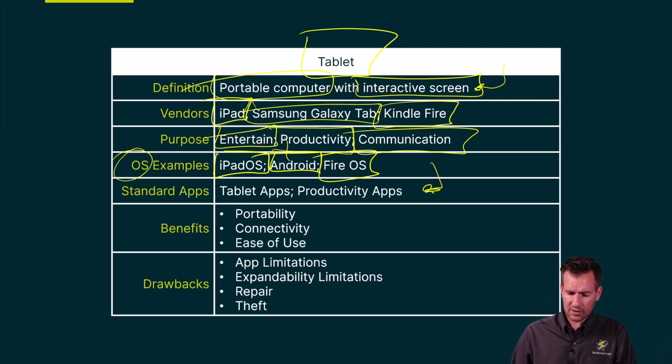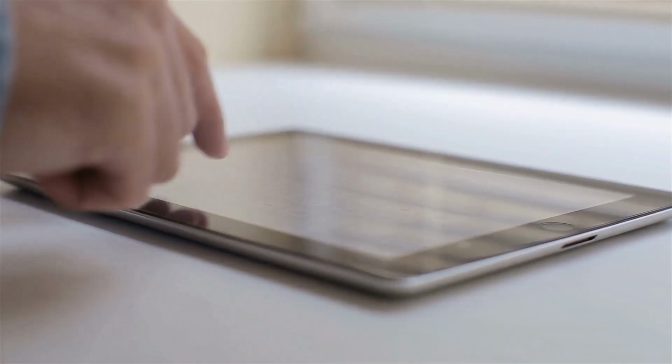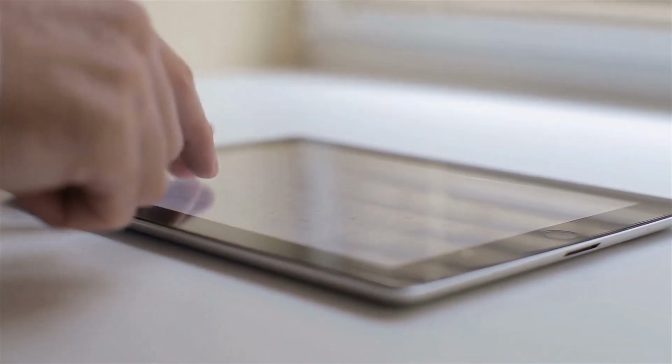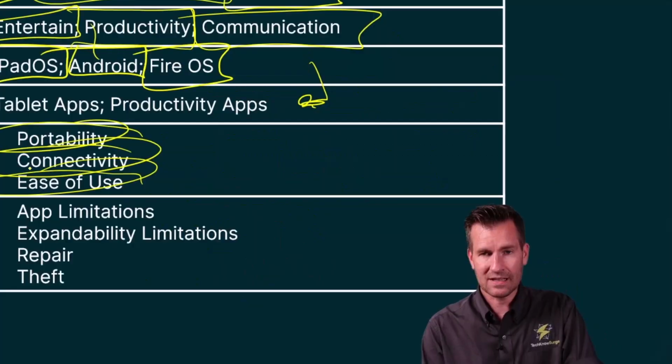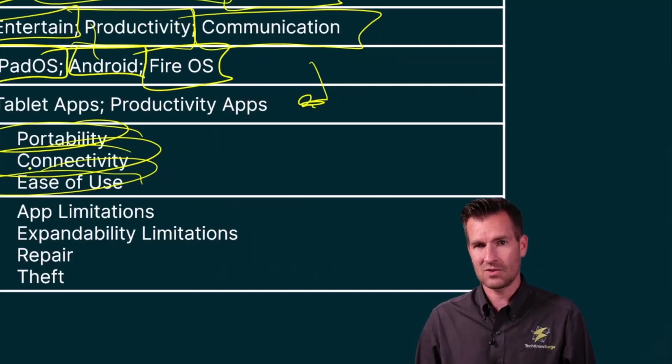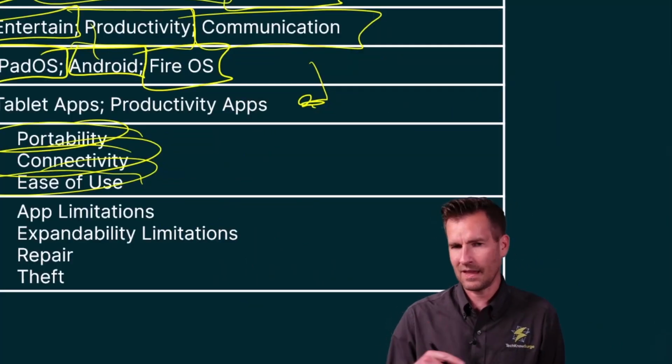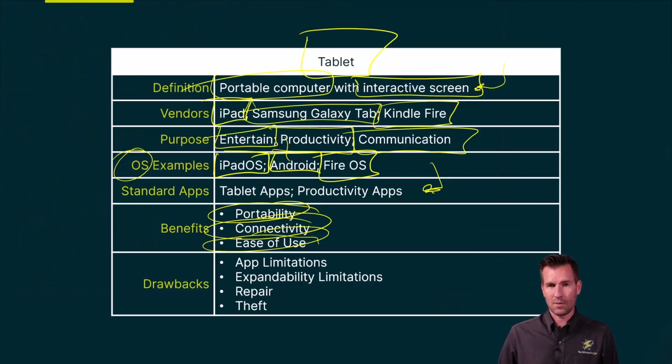And the benefit to this is portability, connectivity. There are a lot of ways you can configure that. And then just the ease of use. It's really handy to have. It's something you can just lay in bed and be able to type and do things on without having a lot of stuff that you're juggling.